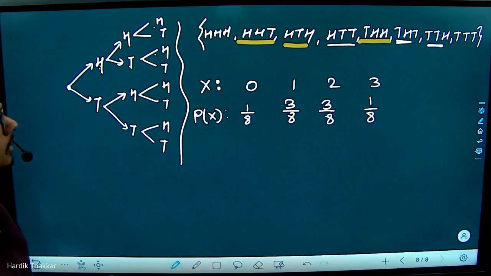Yes, sir. Now further you can use the formula to calculate the mean and variance. Okay, now the further calculation you can do yourself. Now check question number 8 first.